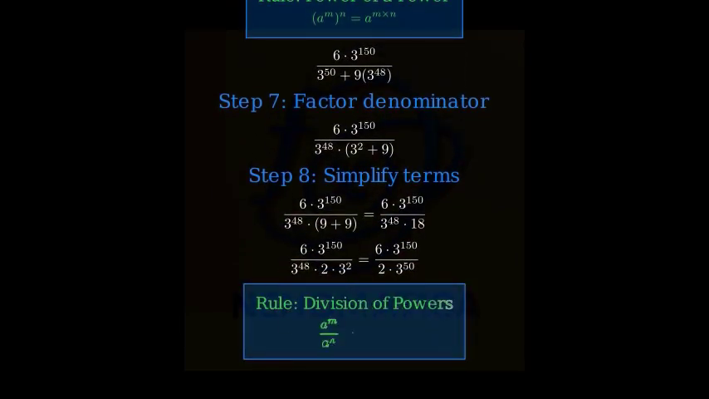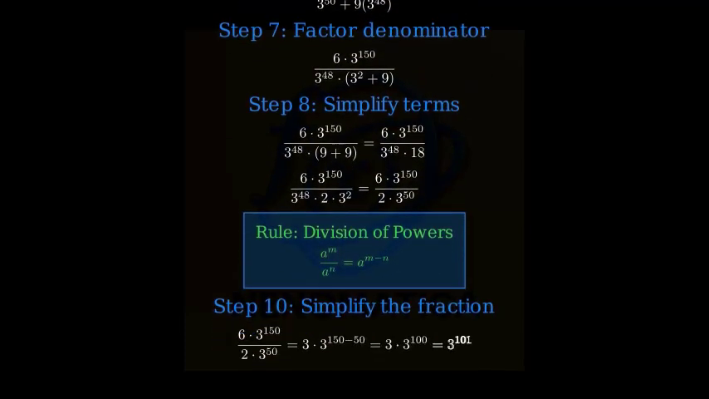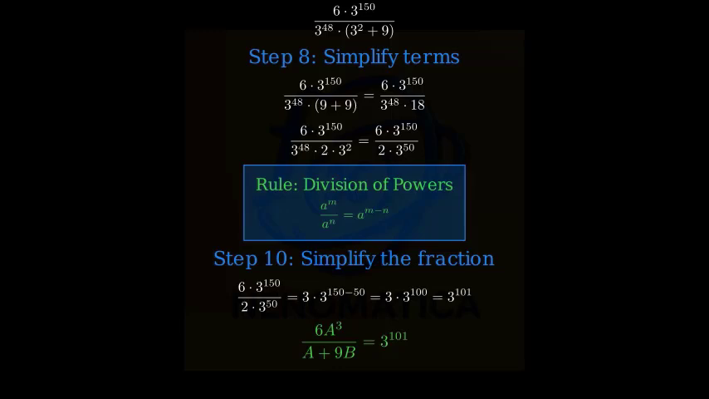Now, we can simplify the fraction. 6 divided by 2 equals 3. And we subtract the exponents when dividing powers with the same base. 3 to the power of 150 divided by 3 to the power of 50 gives us 3 to the power of 100. So, our final answer is 3 to the power of 101.